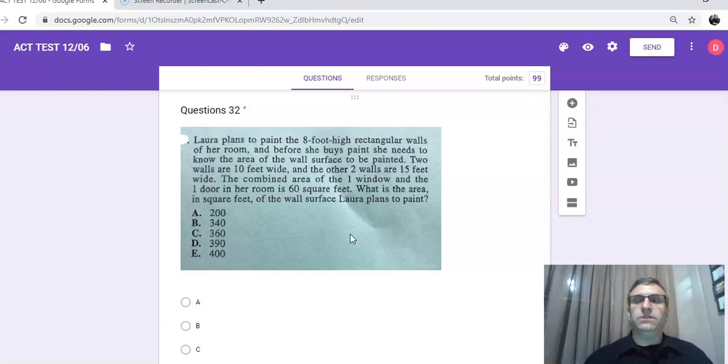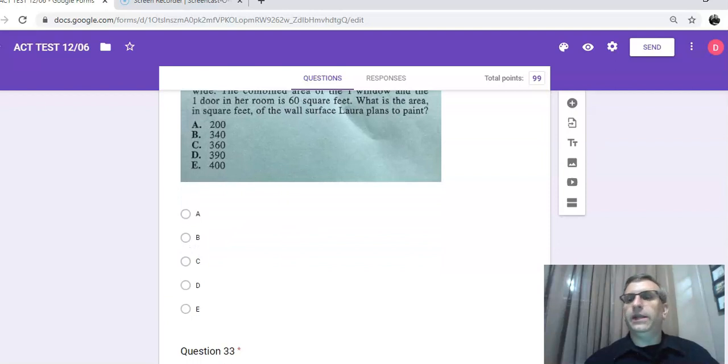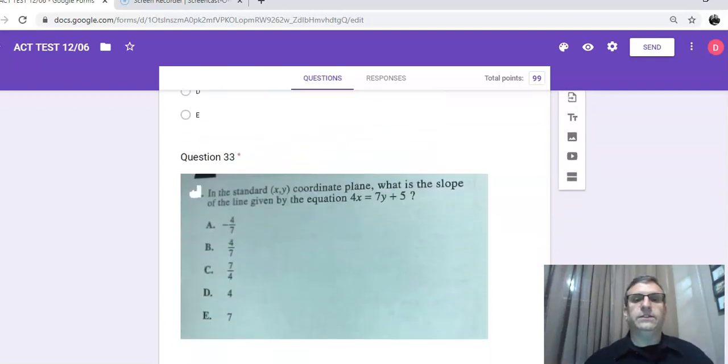You're going to have to be able to know how to convert from what I have to either square foot or square yards or square inches, something along those lines. Anyway, you'll find your area of all 4 walls, and then take away the 60.